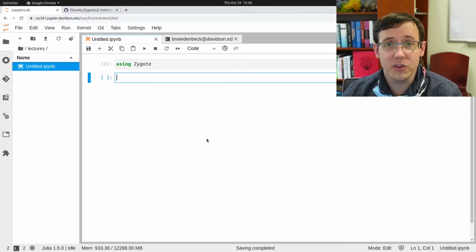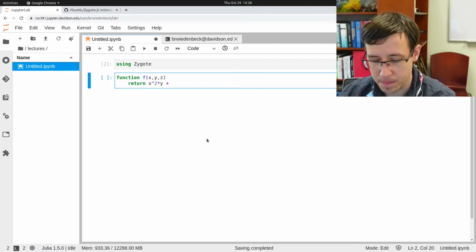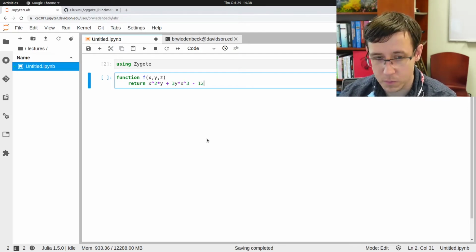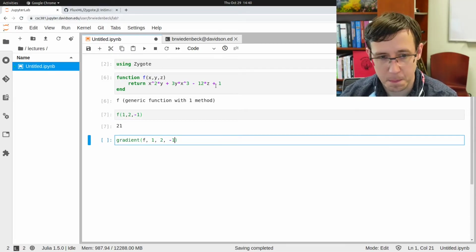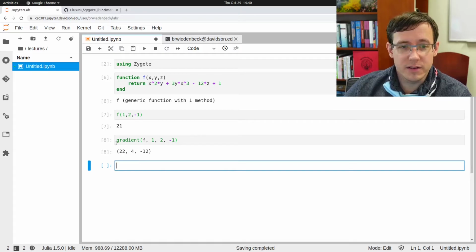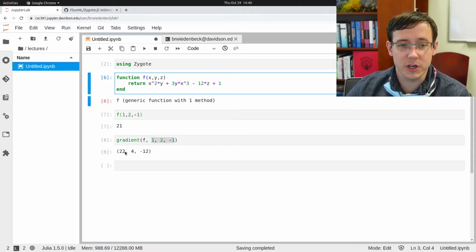Well, among other things, it can automatically compute the gradient of a function. So the Zygote library provides us a gradient function that takes in another function and arguments at which to evaluate the gradient, and it tells us that at the input point 1, 2, minus 1, the gradient of this function is 22, 4, minus 12.